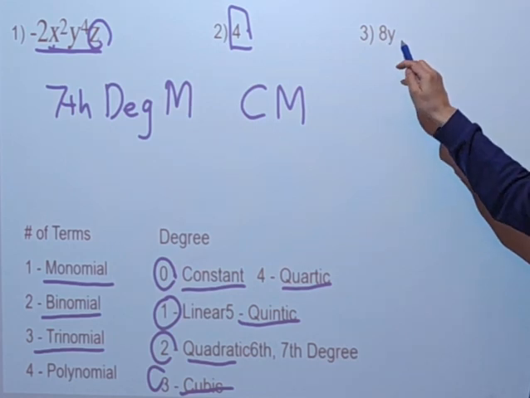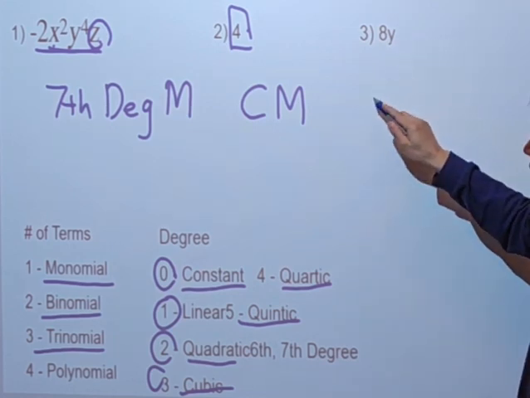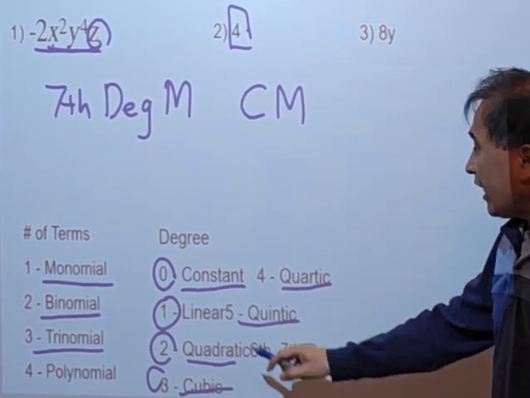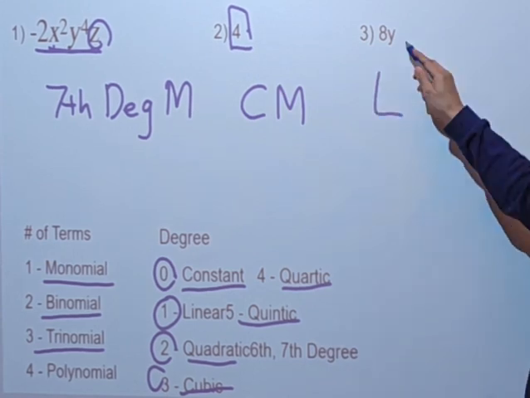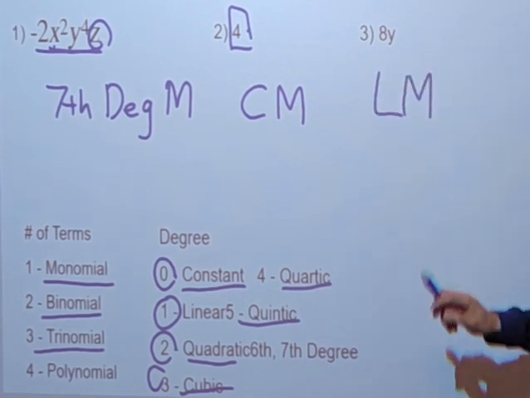And then the degree is 1, so that means linear, and just one term, monomial. You can say linear monomial.